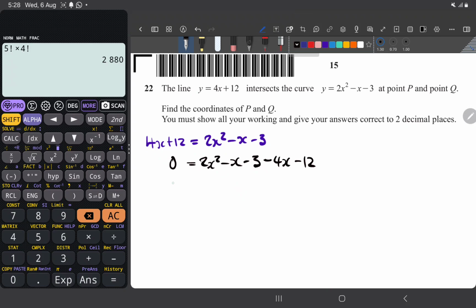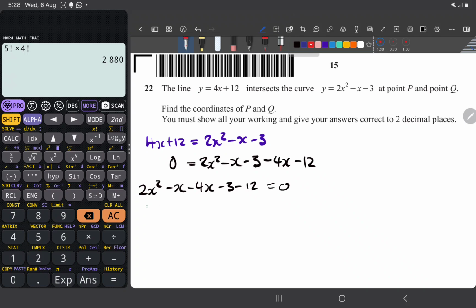Now you can group like terms. When it's like this, you can turn it around. So 0 comes to the right and this whole thing comes to the left: 2x squared minus x, then minus 4x, then minus 3 minus 12 is equal to 0.